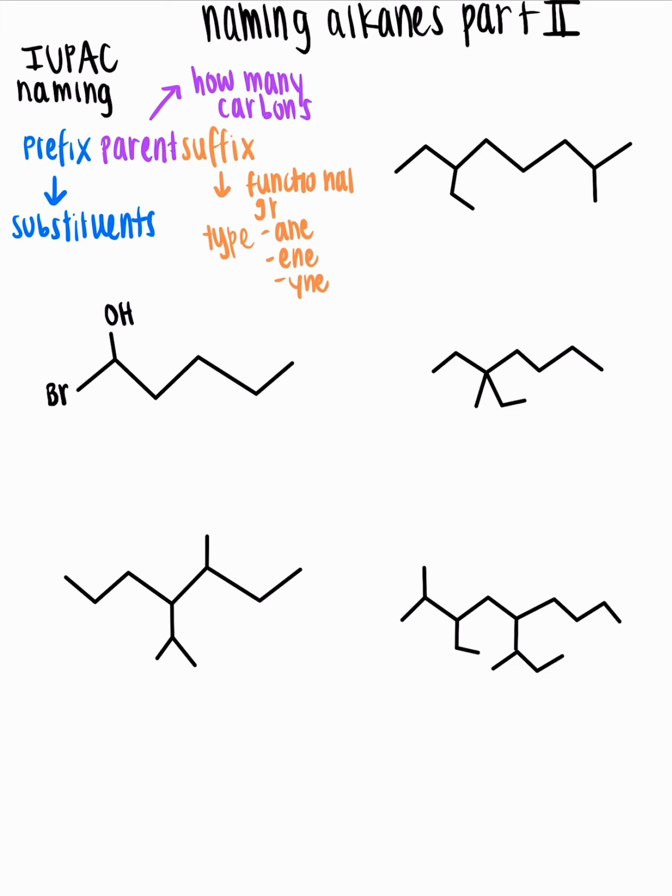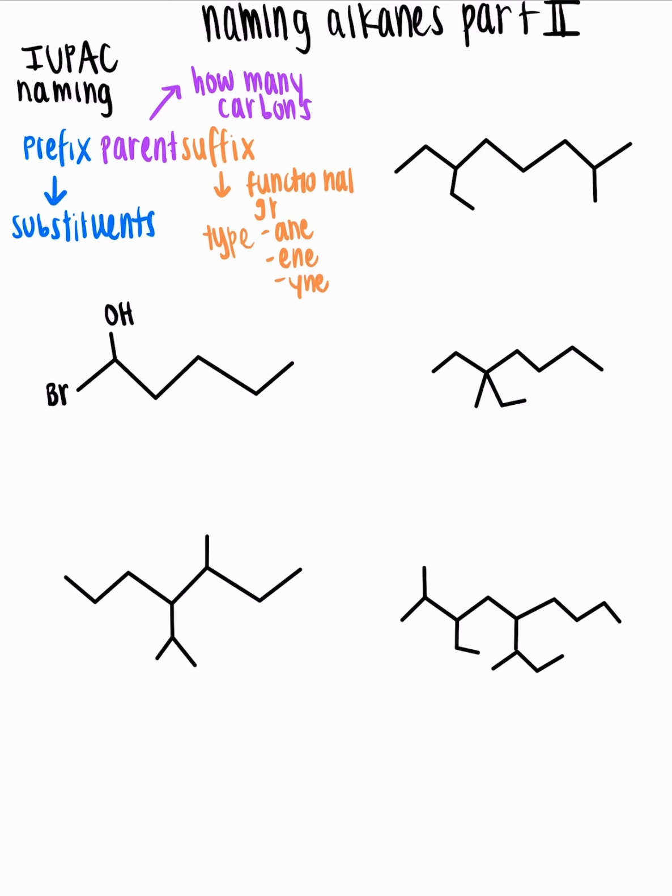IUPAC naming is the standardized naming that chemists use, so that they will be able to see what actual compound they're working with, what actual group they're working with. The naming goes as follows. Your prefix is for your substituents. Your parent lets you know how many carbons you actually have, and your suffix tells you what functional group you have, or if it's an alkane, alkene, or alkyne.